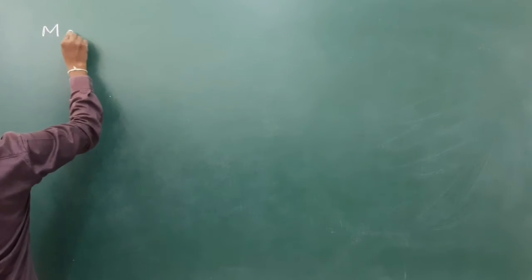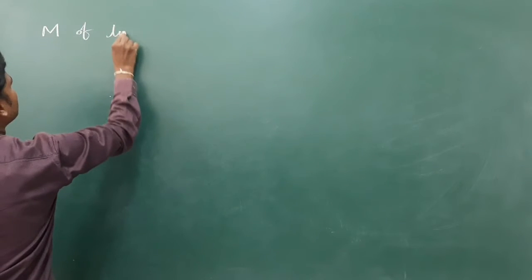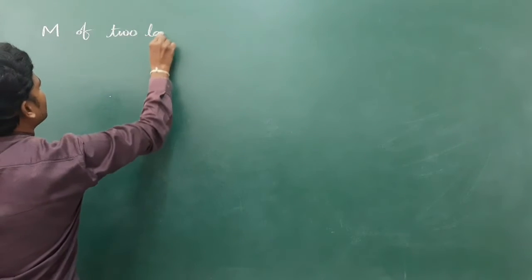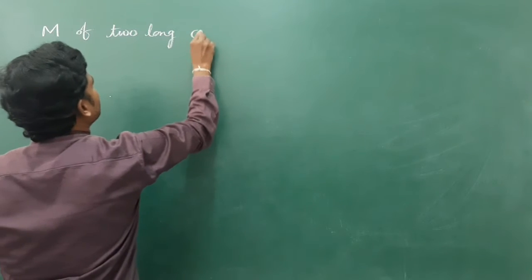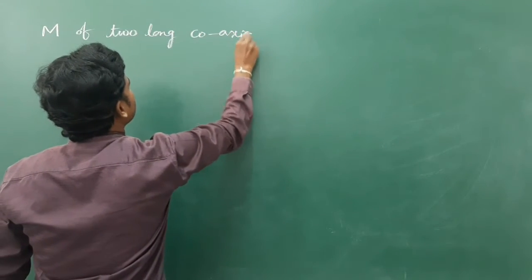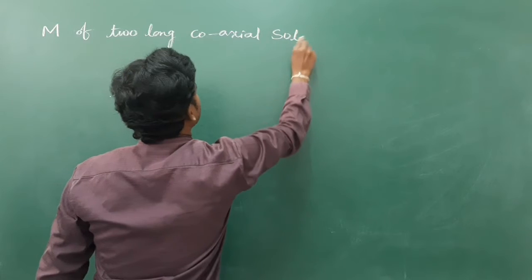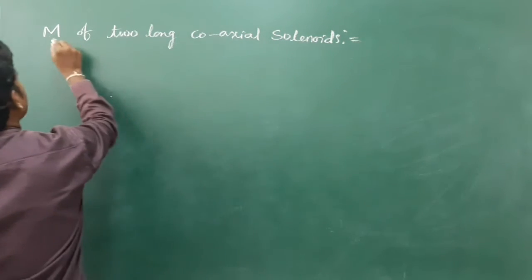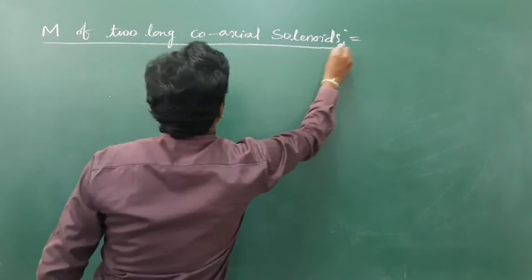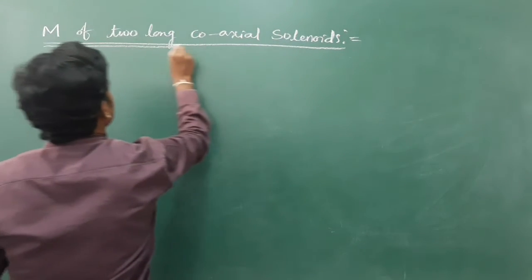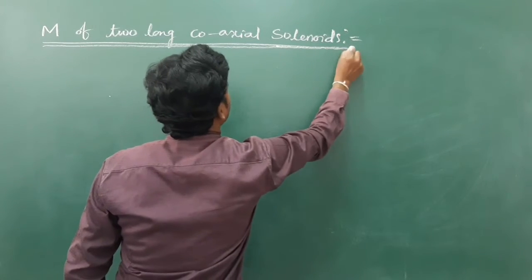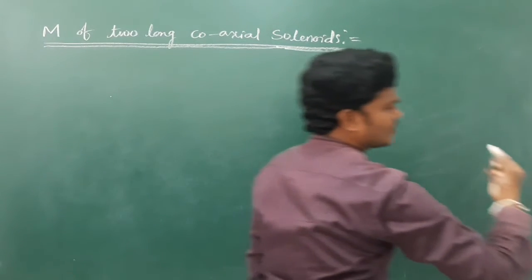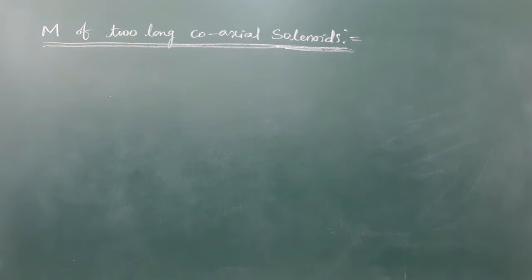Write down the heading: mutual inductance of two long coaxial solenoids.